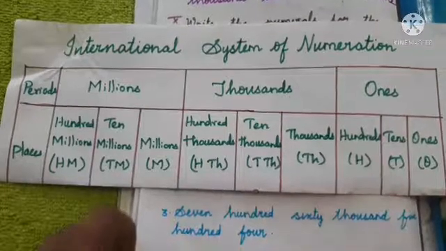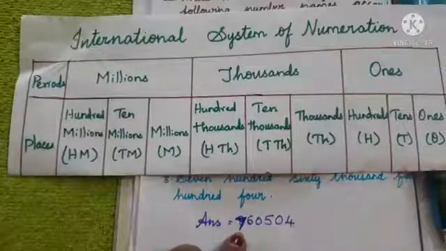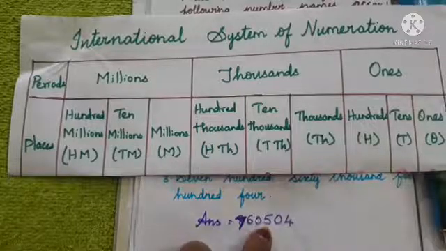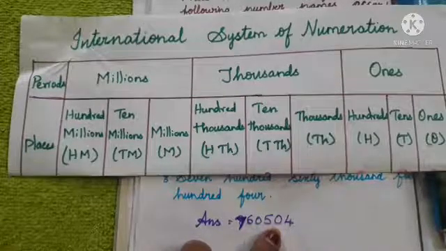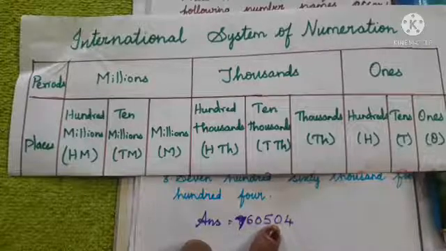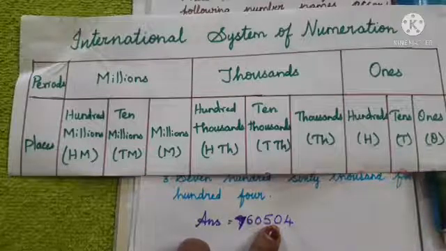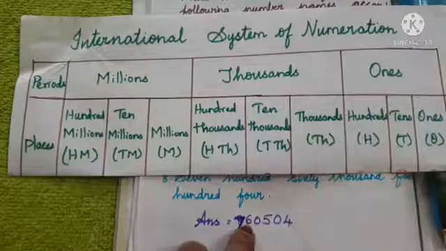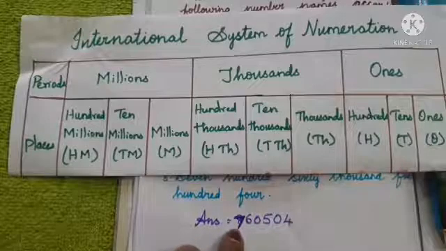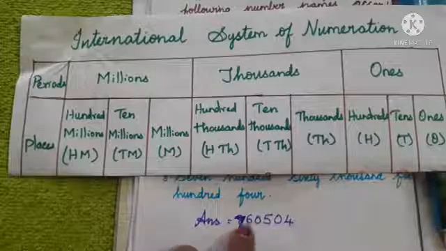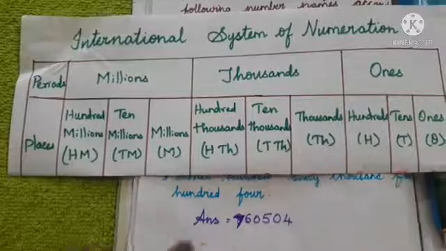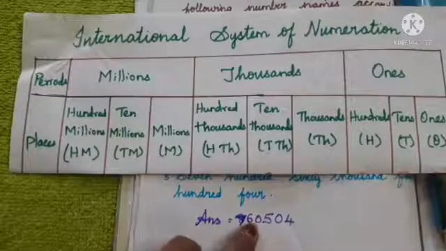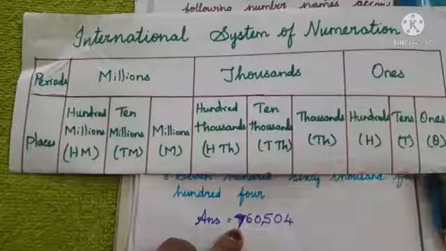So we can write this as 700, 60,000, 504. So 0 means what? Here the tens place is not given, so we have to put 0. 4 ones, 0 tens, 500, 60,000, 700. Have you understood this? Next we can put the comma in the proper place. So ones, tens, 100, afterwards we have to place the comma. Then 1000, 10,000, 100,000. Have you understood this?